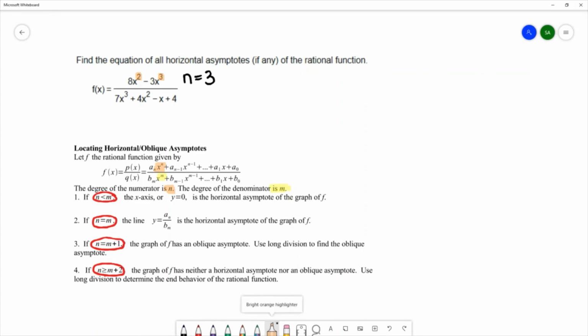And then looking at the denominator, this term has a power of 3 on x. This term has a power of 2 on x. This power is not listed, so we assume it to be 1. And this term, since it doesn't have a variable, has a degree of 0. So we're going to take the highest of those, which is 3, and that's the degree of the denominator.